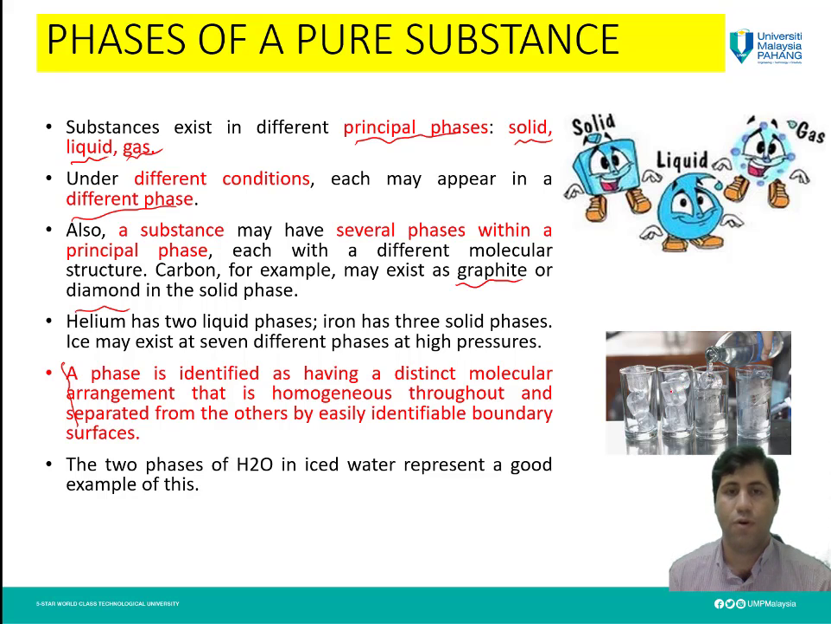We can find the border and boundary for the ice as the solid phase with the liquid phase. And the molecular structure for the solid is different from the water. So each one of them is in one phase. The ice is solid, and water is in the liquid. The border is distinguishable, and also the molecular structure is different.